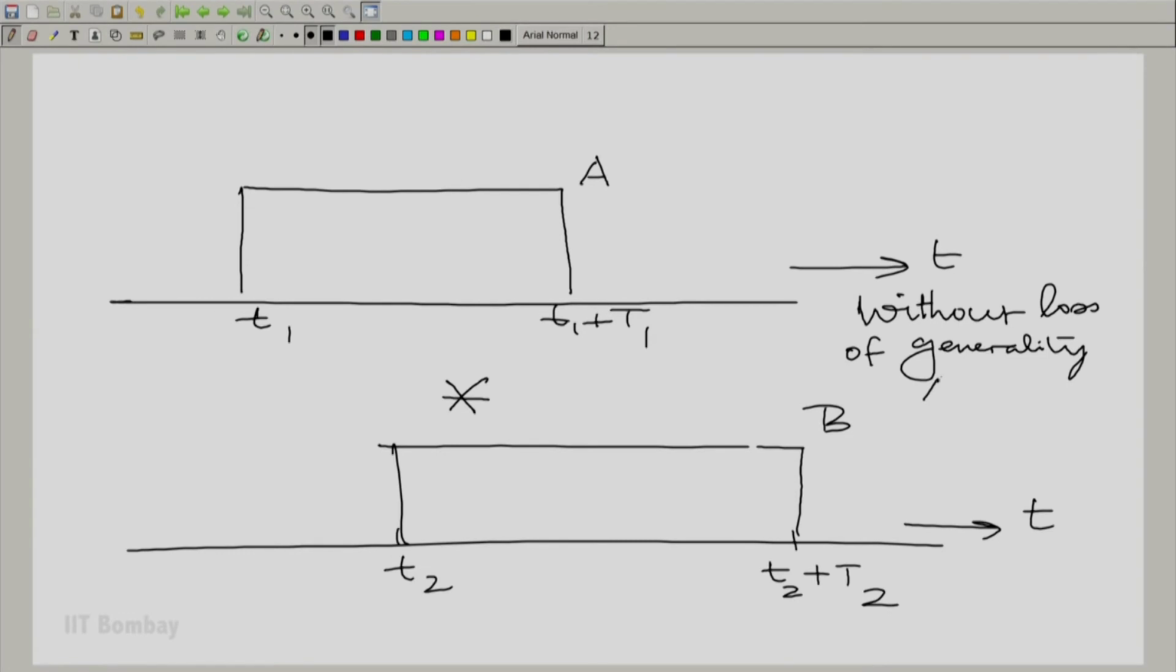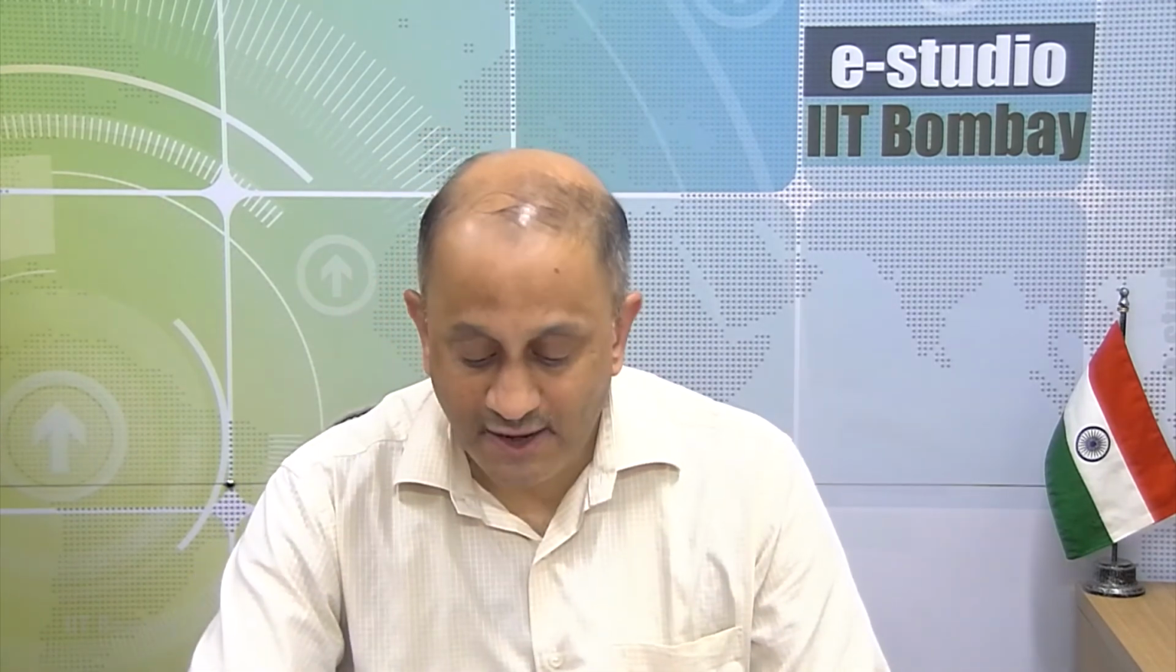So, let me write that down. Without loss of generality, we will take A equal to B equal to 1 and T2 greater than T1 here. This T2 greater than T1 is without loss of generality because of the commutativity of convolution. It does not matter which one is longer, the convolution would not change if we interchange them. That is why I am saying T2 greater than T1 without loss of generality. I am saying A equal to B equal to 1 without loss of generality, because if you have any other non-unity A or B, you simply multiply by that A and then by that B. Anyway, let us now calculate this convolution.